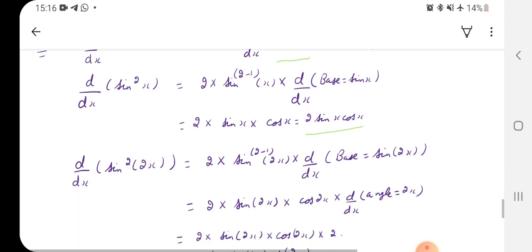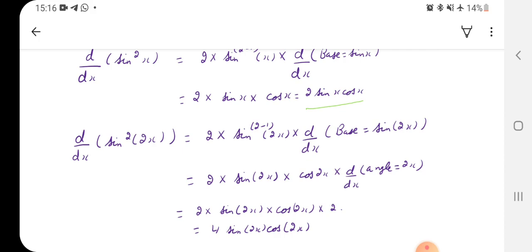Next we are going to discuss the derivative of sin square 2x. Now here both rules will be used, the angle rule as well as the power rule. As you can see, there is a power on sin, so first of all use the power rule. The derivative of sin square 2x will be power ahead, 2 ahead, into the power reduced by 1, that means sin power 2 minus 1 of 2x, into the derivative of the base. Base is what? Sin 2x, right? Now 2 into sin power 1.